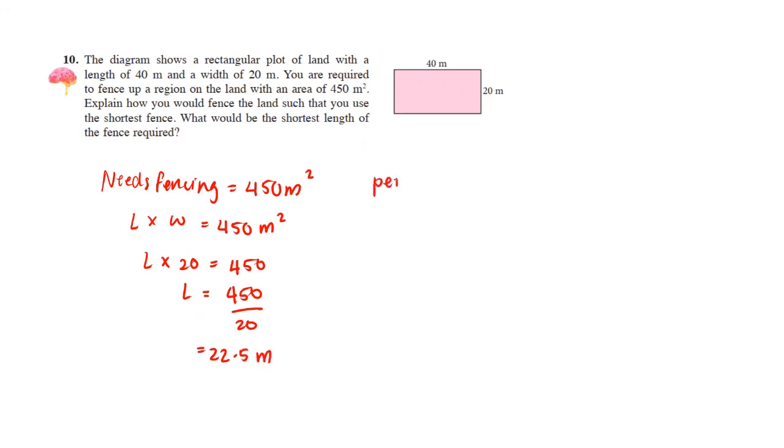Okay, so we can find the perimeter of the land that we want to fence up, which will be 22.5 times 2 plus 20 times 2, and that will give us 85 meters.